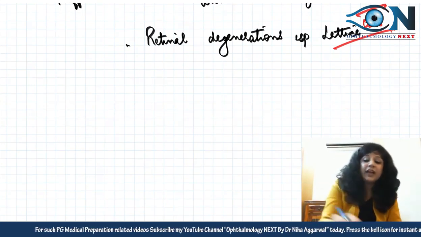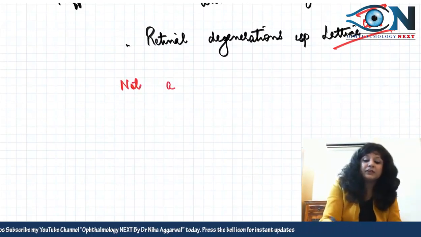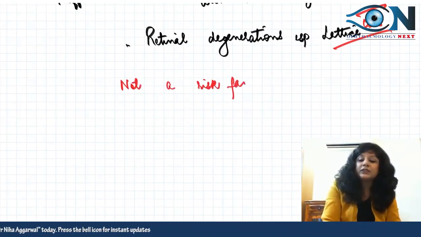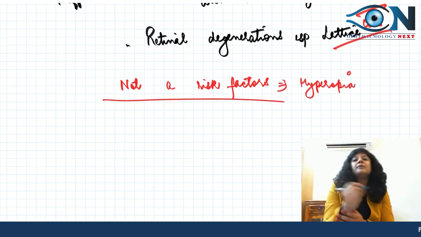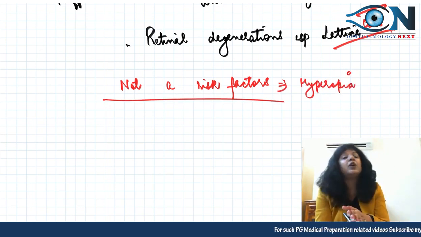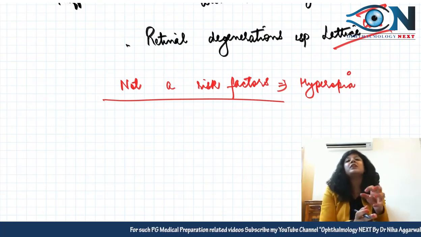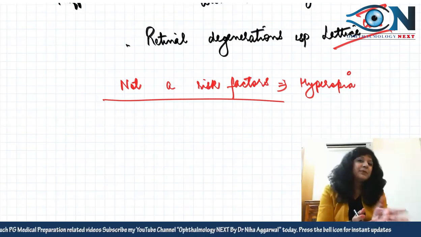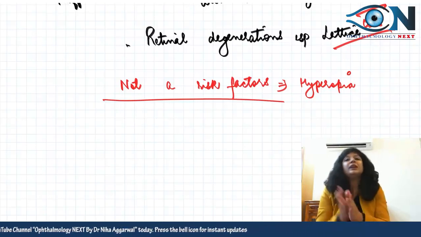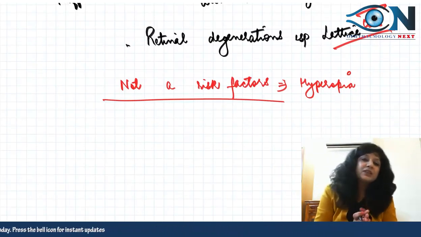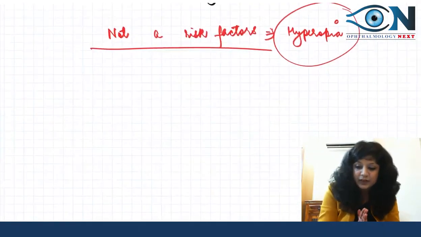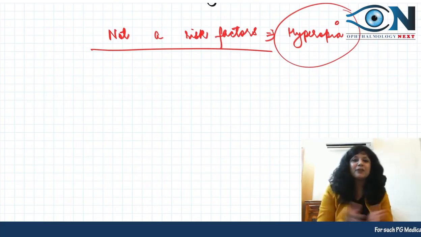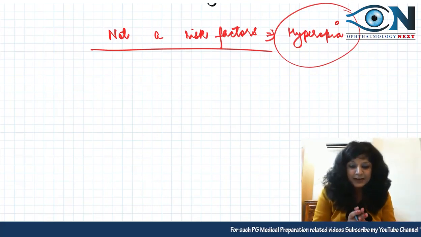Now they often ask you what is not a risk factor of this RRD. There the answer is hyperopia. Hyperopia or hypermetropia is not a risk factor of retinal detachment because we require degenerations, and hypermetropia is not known to be a degenerative disorder. Myopia is known to be a degenerative disorder. That is why the answer is hypermetropia. So this is one all-except kind of question, my favorite, that is asked with respect to the risk factors.